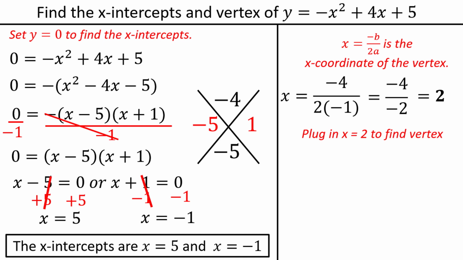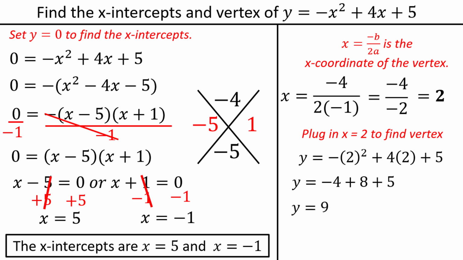If we plug 2 back into our original equation, we can find the y-coordinate. Negative 2 squared plus 4 times 2 plus 5 is equal to negative 4 plus 8 plus 5, which is equal to 9. That means that our vertex is at the point 2, 9.